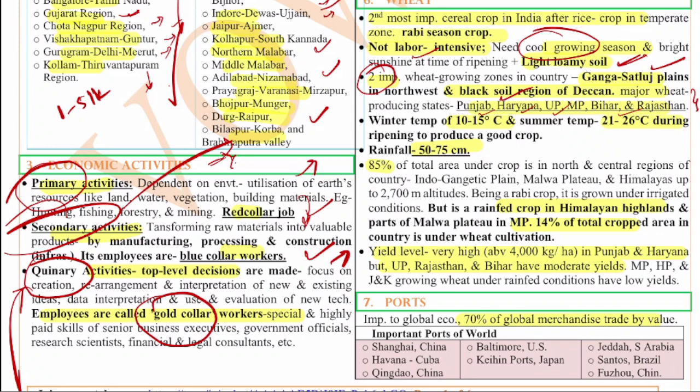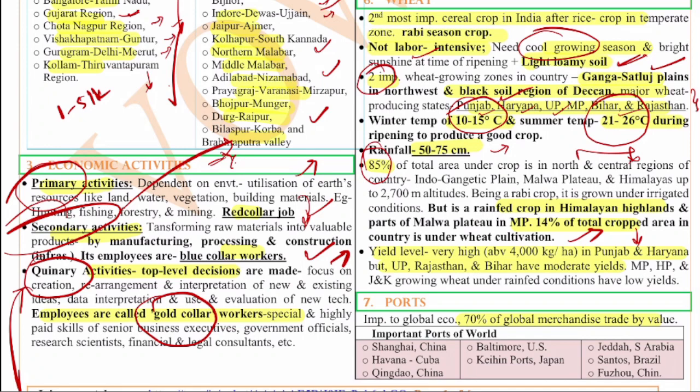The temperature required is 10 to 15 degrees centigrade in winter, and about 21 to 26 degrees centigrade in summer. Rainfall is 50 to 75 centimeters. 85% of the total area under the crop is in the north and central region only. 14% of the total cropped area in the country is under wheat cultivation. Yield is higher in Punjab and Haryana, but UP is the largest producer of wheat. So this is about wheat.